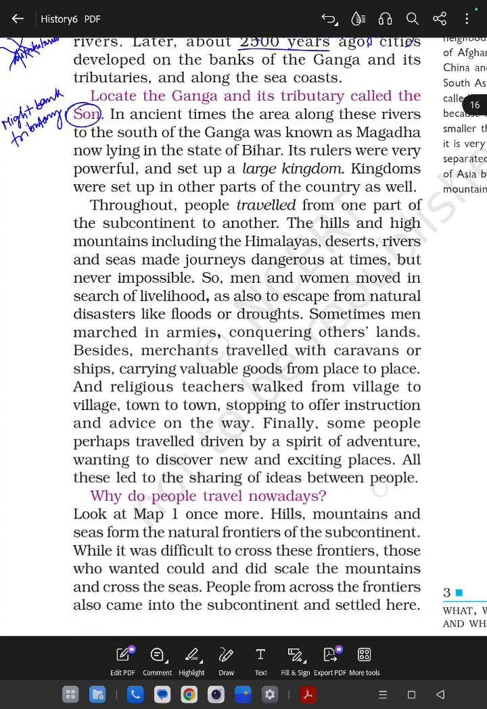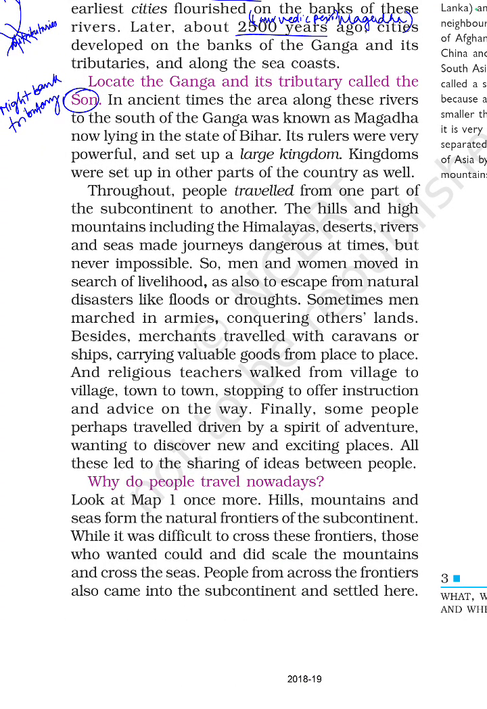Then in ancient times, the area along the rivers to the south of the Ganga was known as Magadha, now lying in the state of Bihar. Its rulers were very powerful and set up a large kingdom. Kingdoms were set up in other parts of the country as well. People traveled from one part of the subcontinent to another. The hills and high mountains, including the Himalayas, deserts, rivers, and seas, made journeys dangerous at times, but never impossible. Men and women moved in search of livelihood, as also to escape from natural disasters like floods or drought.